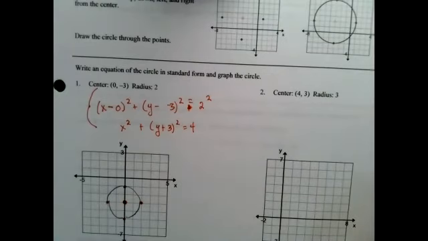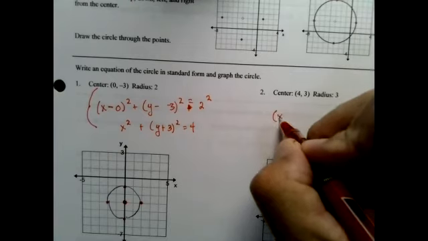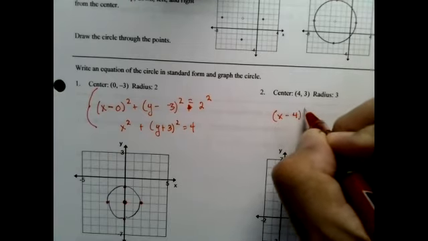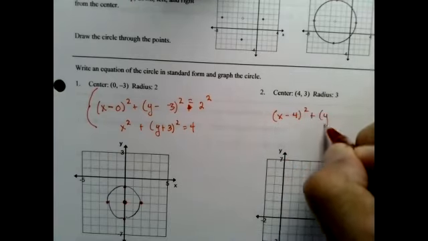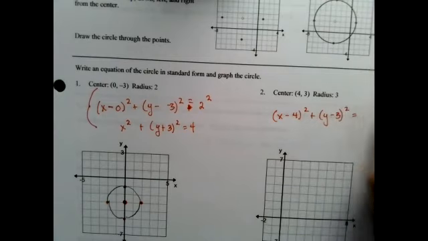That drawing, it should be pretty easy. The equation is going to be x minus 4 squared plus y minus 3 squared equals 3 squared, 9.